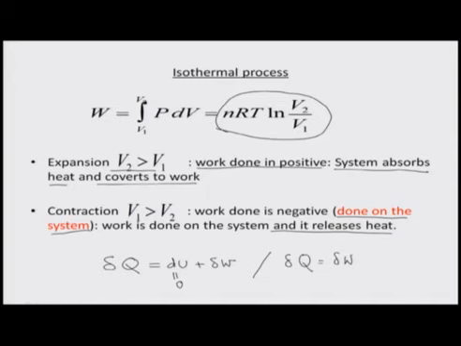Remember, our convention was whenever the system absorbs heat, delta Q is positive, and when the system does some work, delta W is positive. Here, work is done on the system because work done is negative. As a result, the system releases heat. These things will be very, very important when we go to engine and refrigerator. Those have multiple thermodynamic processes, so we have to be careful about the sign convention and we should know when heat is absorbed or when heat is released. Okay. Now, proceed.